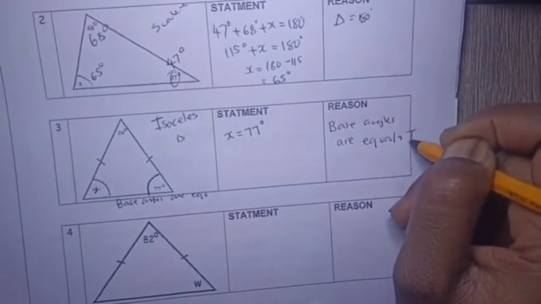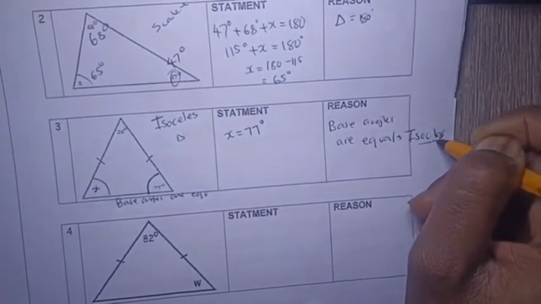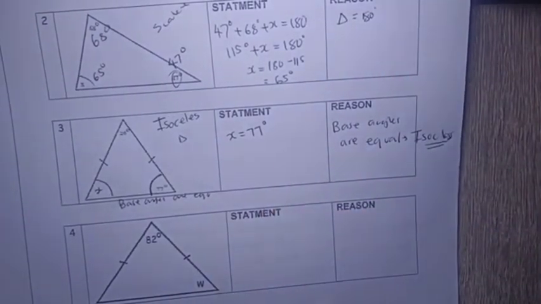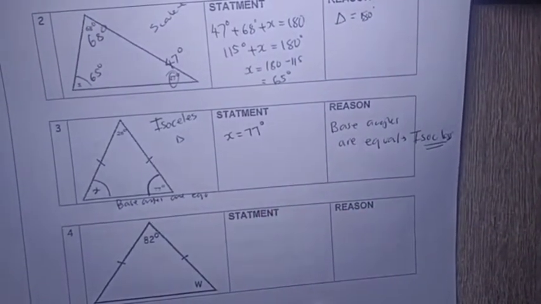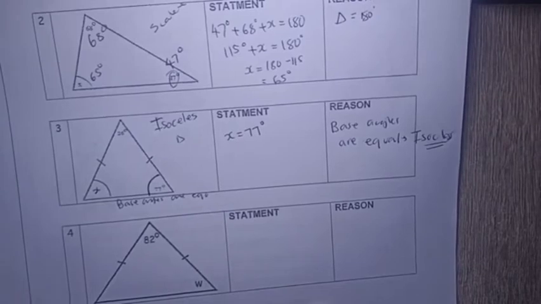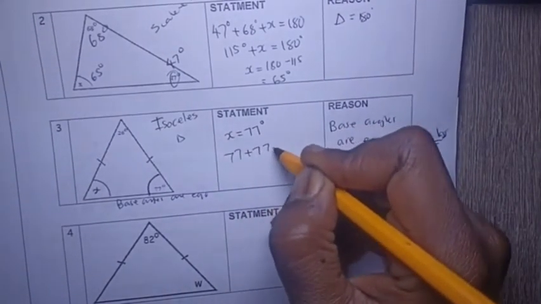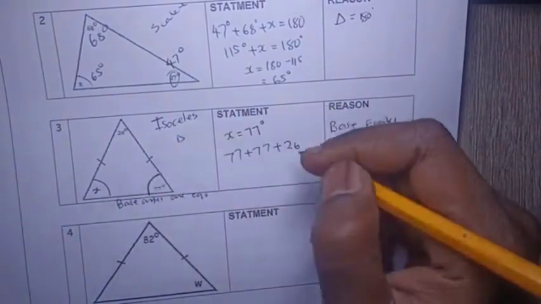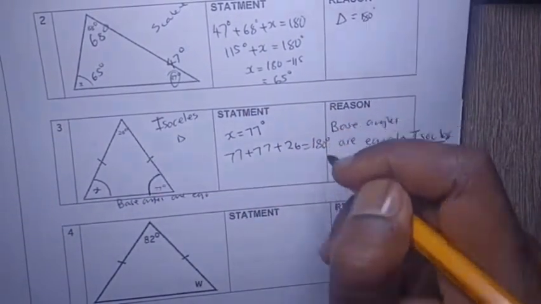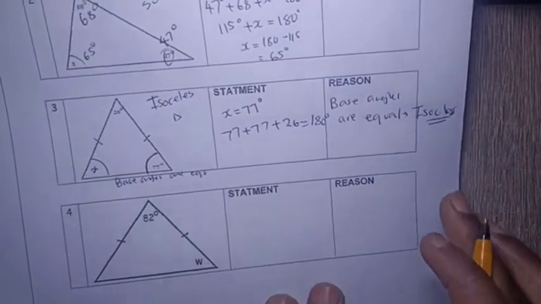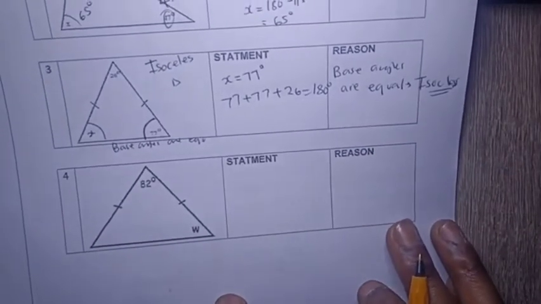In which triangle? Isosceles. You need to tell them that we know that this is an isosceles triangle and then the base angles are the same. Perfect. When you add these two together, plus that angle there, you get 180. So it proves what we were saying. Okay, let's move right along.